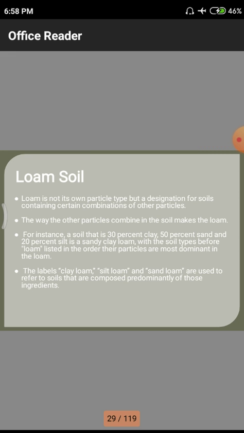First of all, loam is not its own particle type, but it is designed for the soil's conditions as a certain combination of other particles. That means it is not a naturally occurring soil. It is a combination of two or more different materials from different fields. That means a small amount of soil can be collected from one area, and another amount of material from another area. Those two will be mixed to form a material having different chemical properties and binding properties for that particular soil. Why?